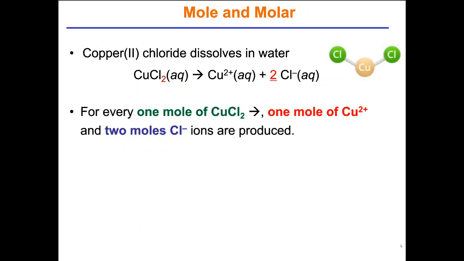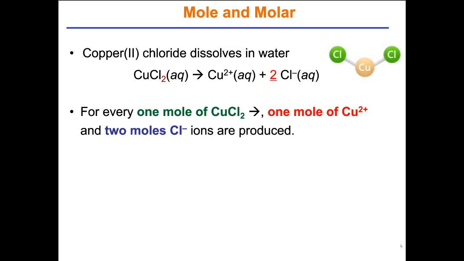Okay, so here we have copper(II) chloride being dissolved into water. CuCl2 gives us a copper ion and 2 chloride ions. Notice that for every 1 CuCl2, we get 1 copper, but we get 2 chlorides. That's directly from this 2. Each one of those will break into 1 copper and 2 chlorides, so basically breaking these 2 bonds.